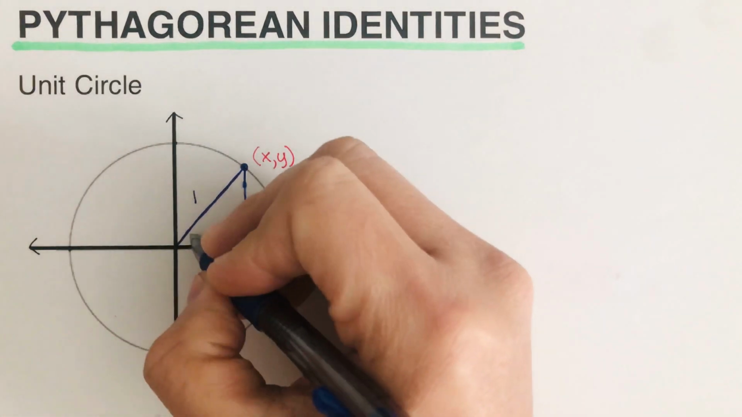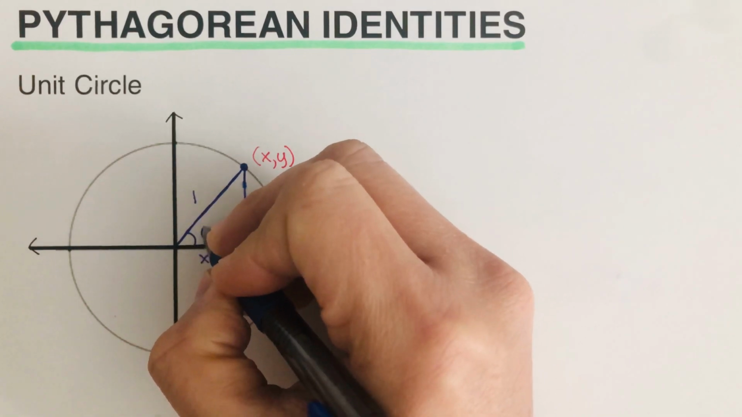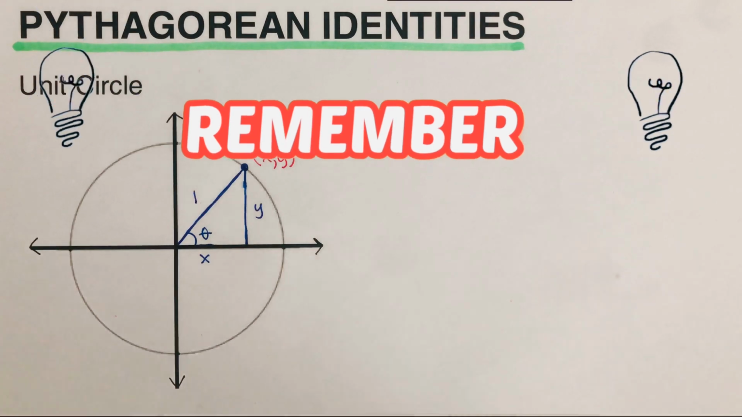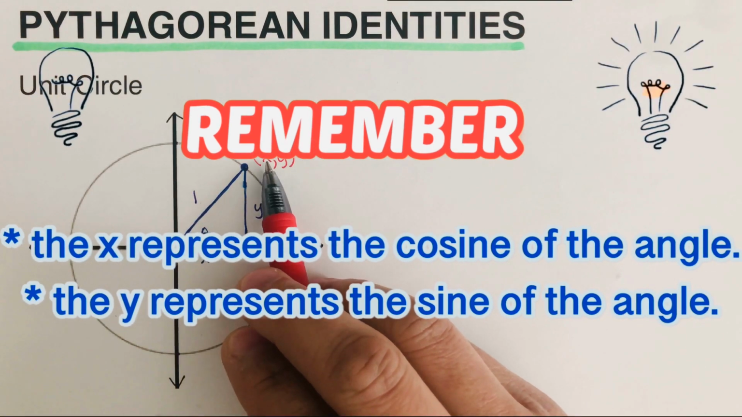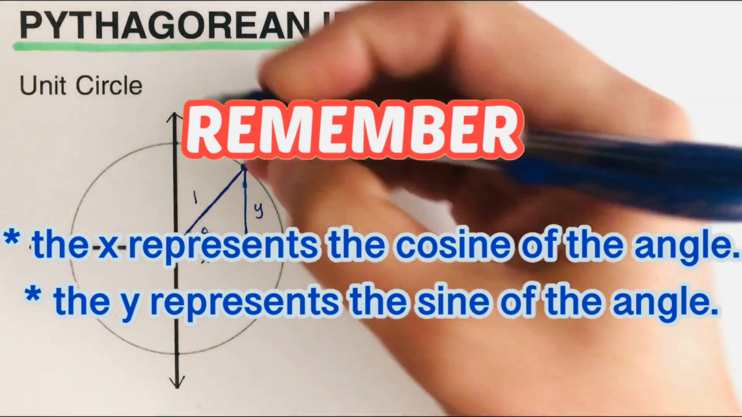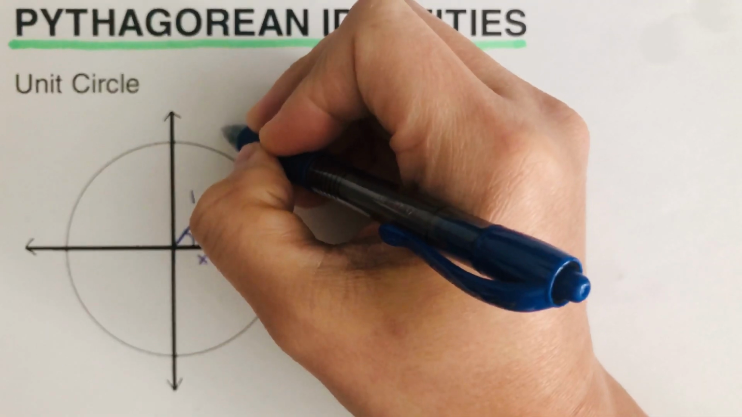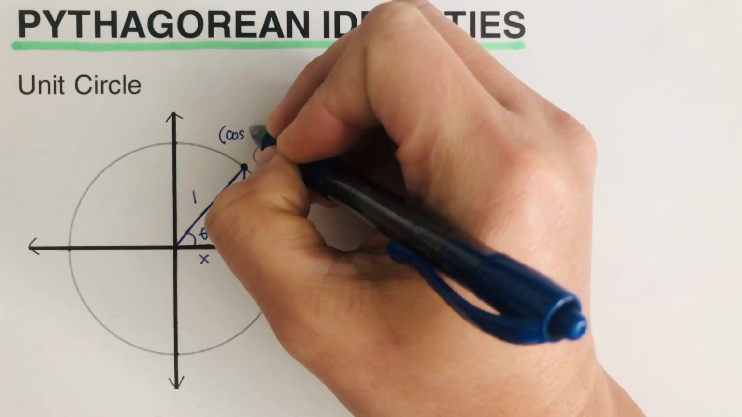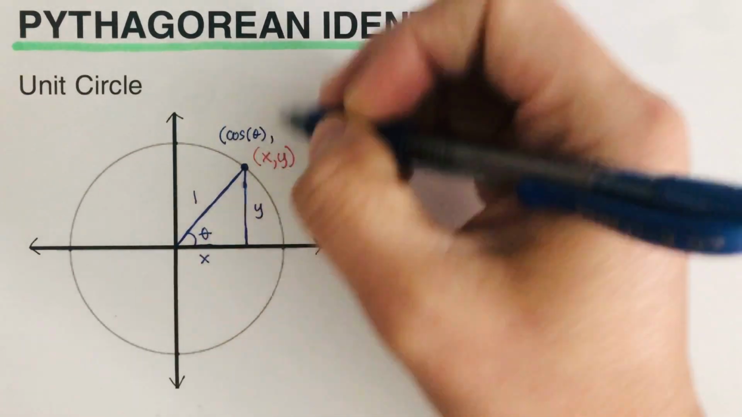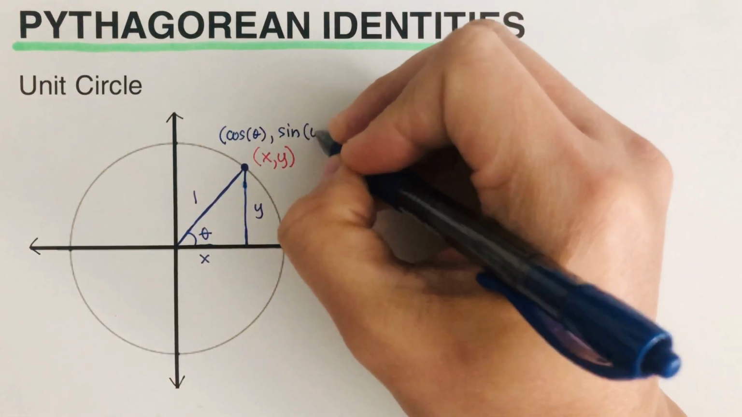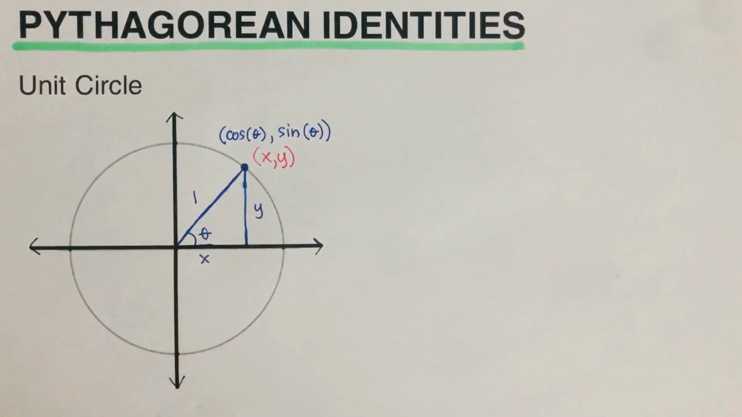So let's assume that this is angle theta. We remember that the x represents the cosine of the angle, and the y represents the sine. So this x represents, again, our cosine. I'll just go ahead and write cosine theta. And then the y represents the sine theta, whatever that angle is. I just assigned it with a variable theta.